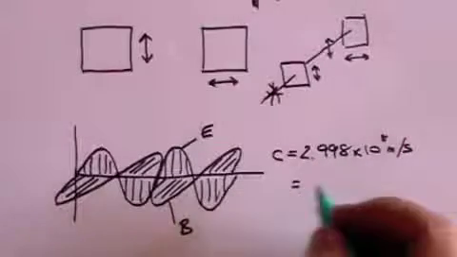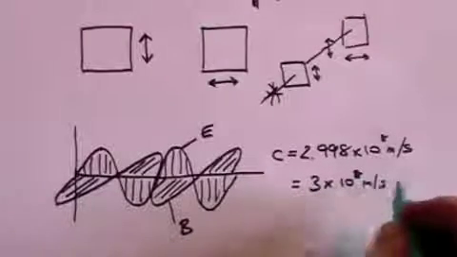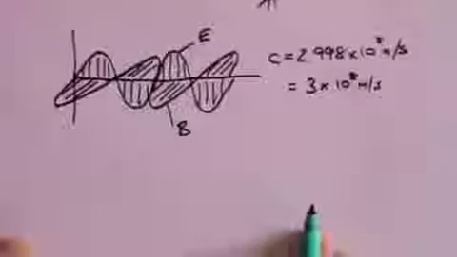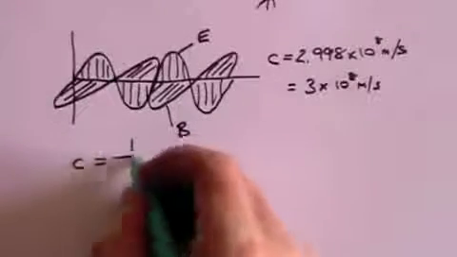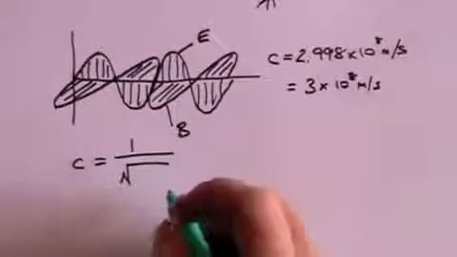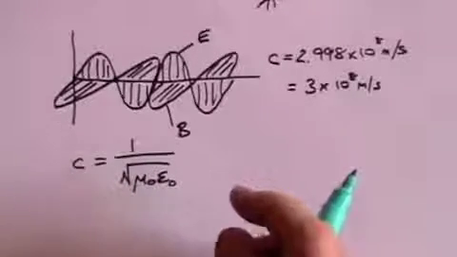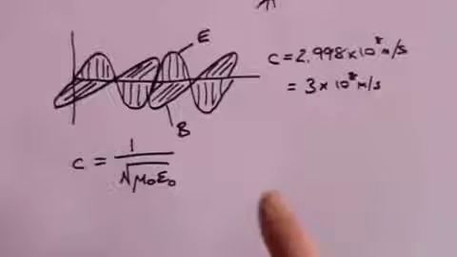And we sometimes round that to 3 times 10 to the 8th meters per second for ease of calculation. It was James Clerk Maxwell who showed that the speed of light is equal to 1 divided by the square root of mu0 epsilon 0, where mu0 is the permeability of free space and epsilon 0 is the permittivity of free space, and we've met both those terms before.